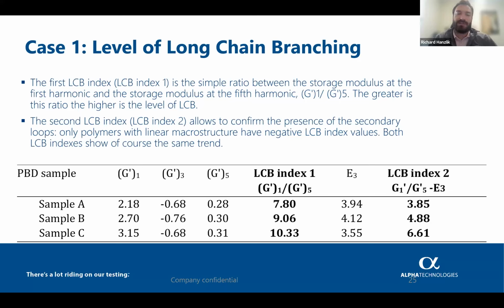So if we have too much long chain branching occurring, then that material is likely going to be very difficult to go through the production process. So we want, in this case, to ensure that our LCB index, or our long chain branching, is sufficiently low to be able to process this material correctly.